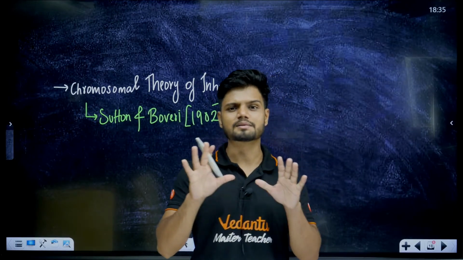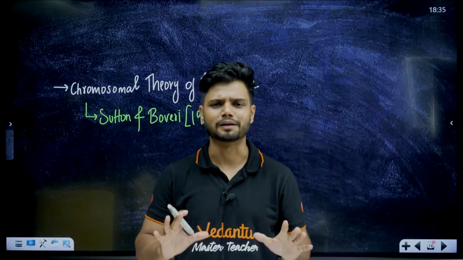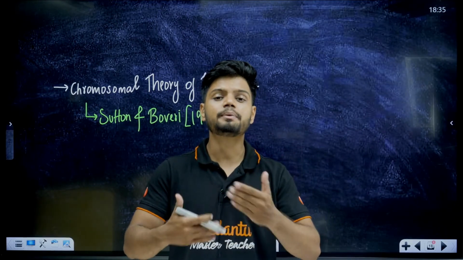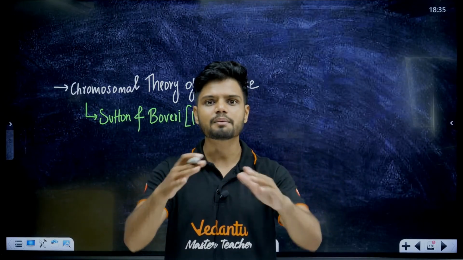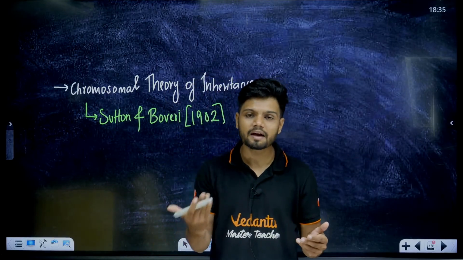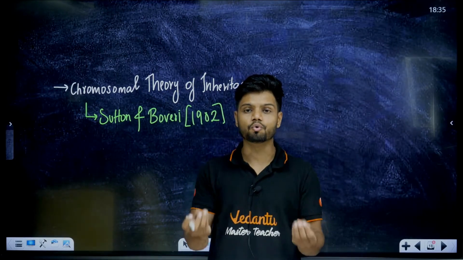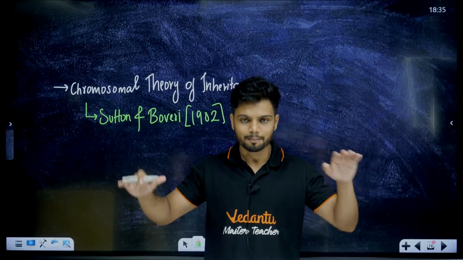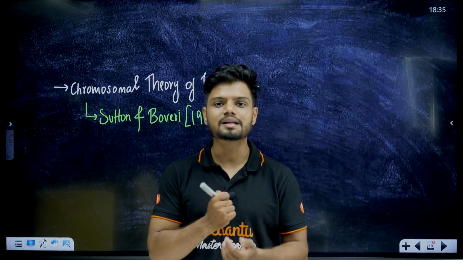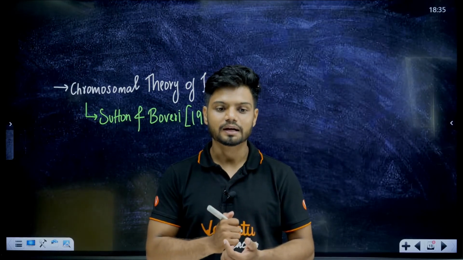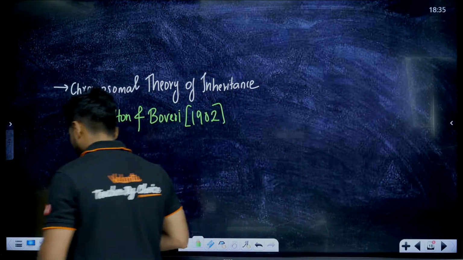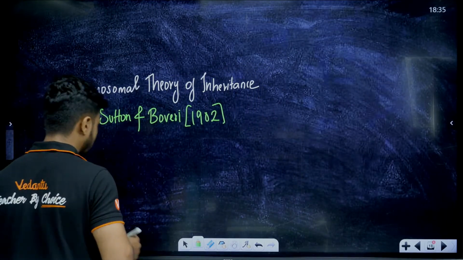Chromosomal theory of inheritance is very, very simple. It tells you that the behavior of chromosome and behavior of gene is same to same. That's all. But the scientist who gave the proof to the chromosomal theory of inheritance was none other than T.H. Morgan. T.H. Morgan gave the scientific proof of it.